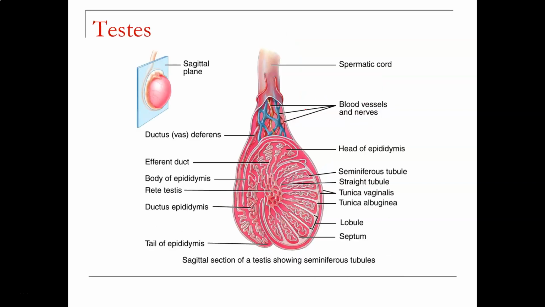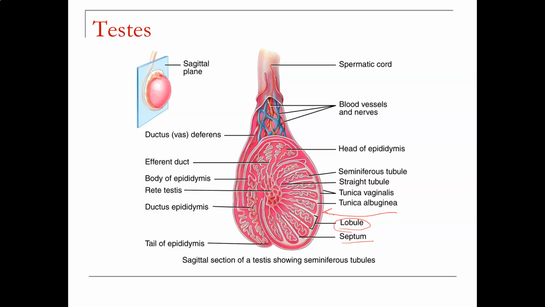Okay, so here you can see it better. There's the ductus deferens coming up through here, along with blood vessels, etc. And then let's look at the testes. It's sort of like an orange with sections. It's sectioned with connective tissue septa that's separated into compartments called lobules.